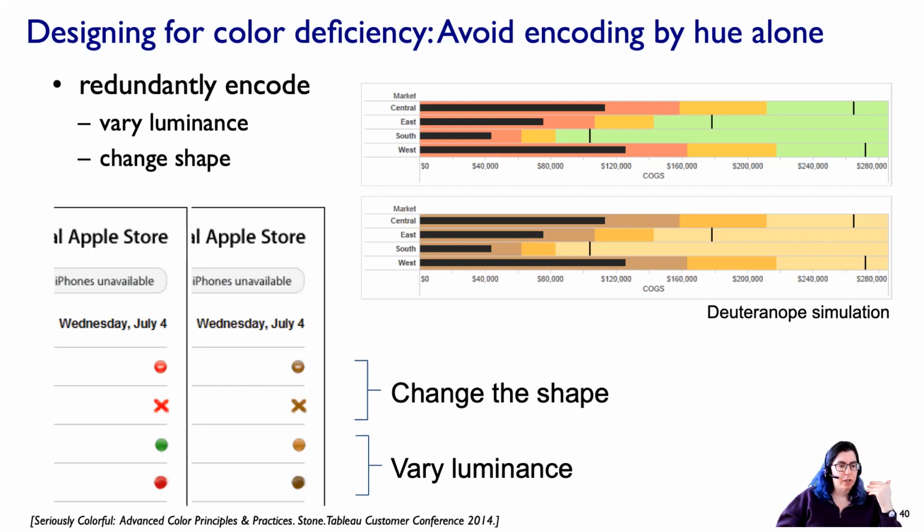Here's another example. We don't just say, let's have a red dot and a green dot. We can say, let's actually have the red be an X, so we can tell apart the shape as well as the color. So we could change the shape, we could vary the luminance, we could even do all three. So remember that you can avoid simply having hue be the only distinguishable thing.